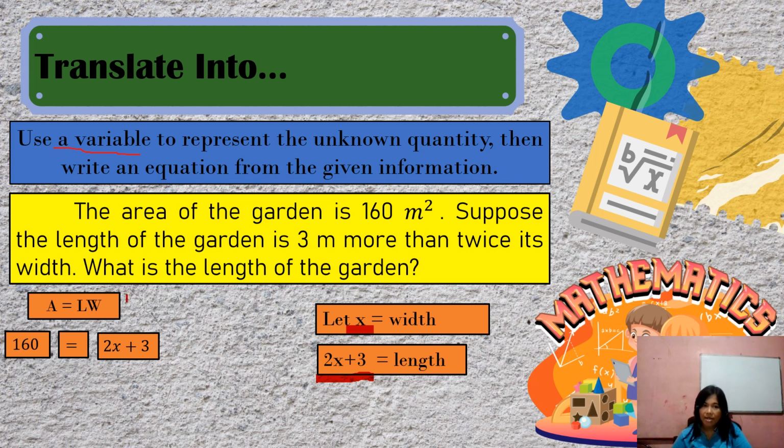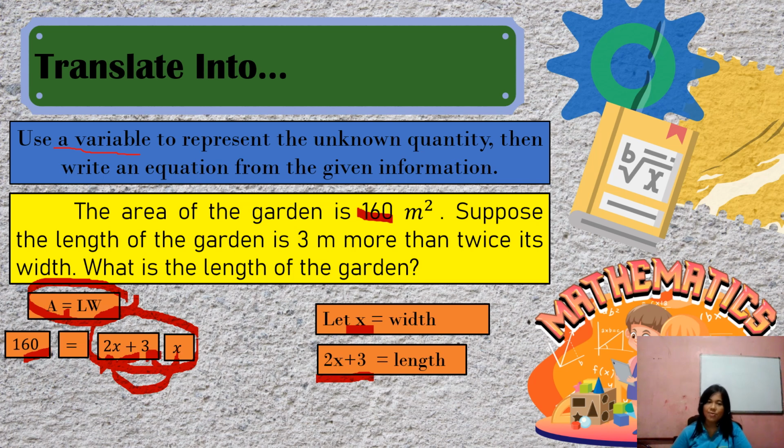Here, finalize ko lang to. Okay, so area from the given, 160. So, ayan na siya. Then, we have the equal, then the length, and of course, the width now. Okay, dito sa length times width, need natin siyang i-multiply here. So, it will be x times 2x and then x times 3.